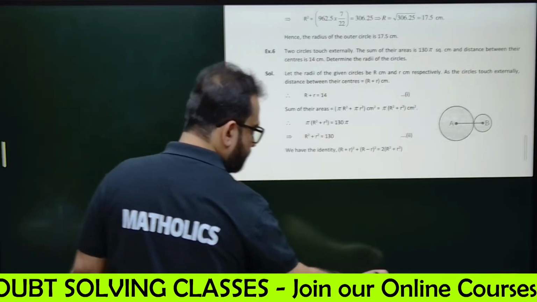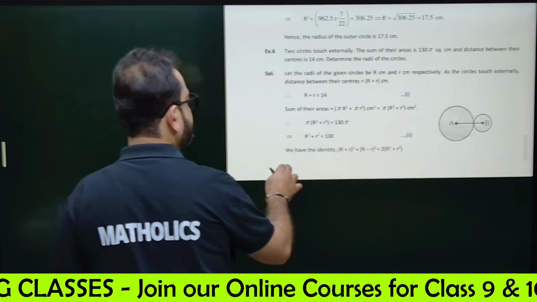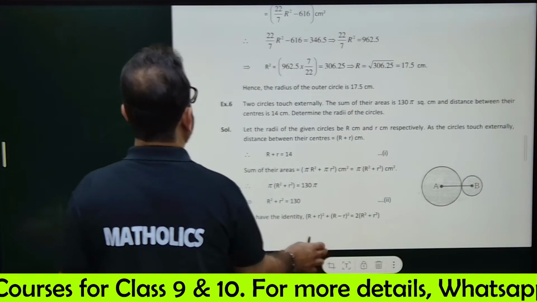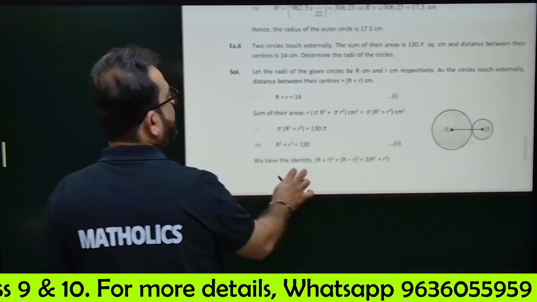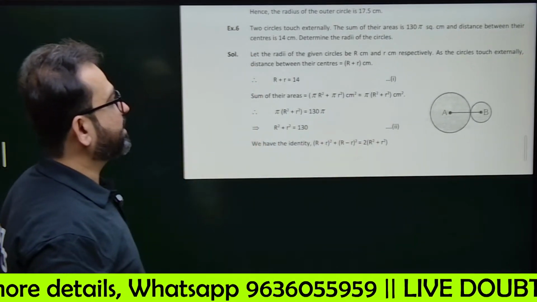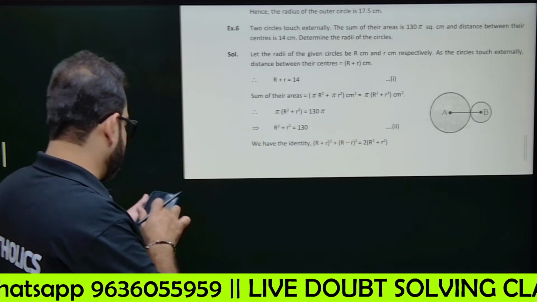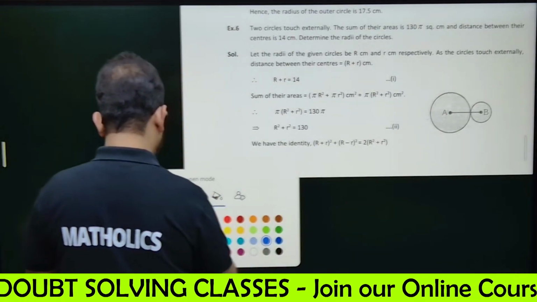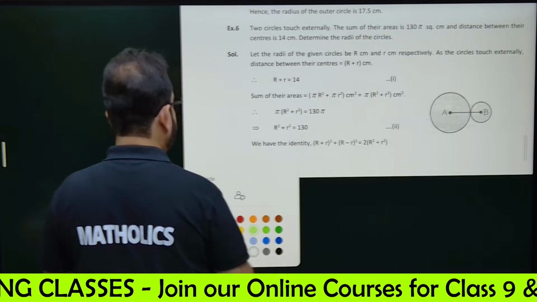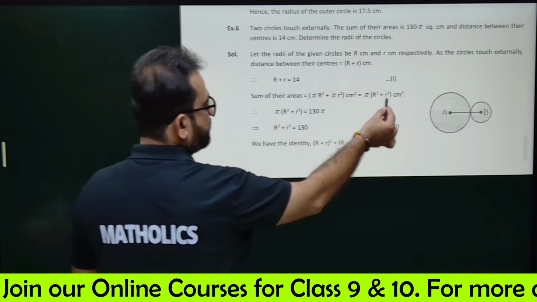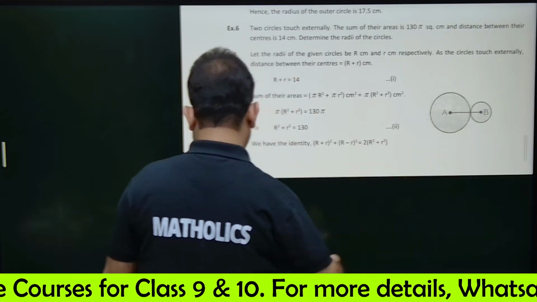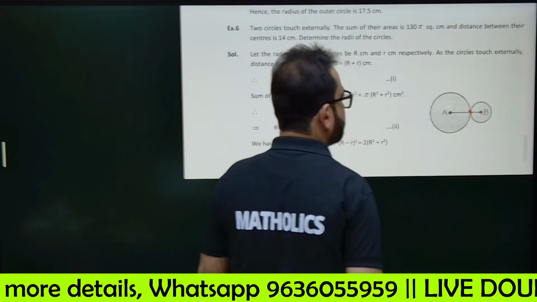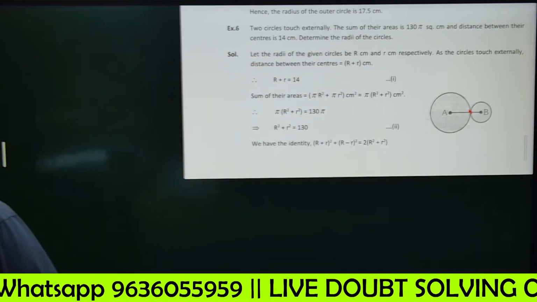See what the question says. The two circles touch externally, and some relation is given. Externally would mean one circle is like this, another circle is like this. The diagram is drawn. Can you see these are touching externally?